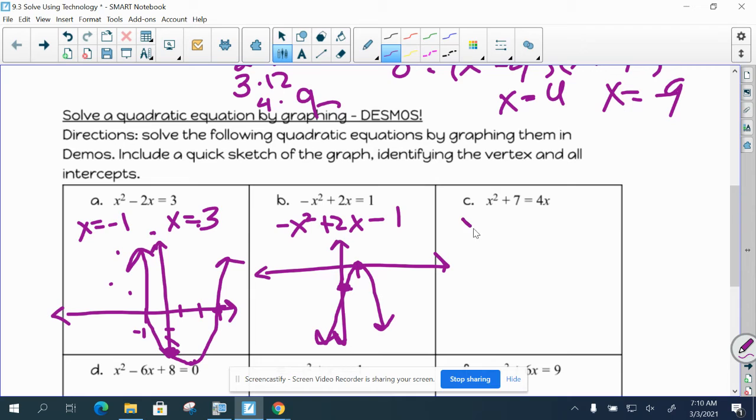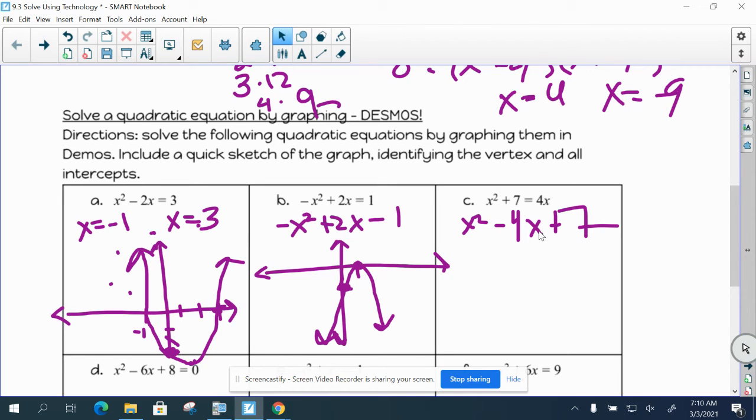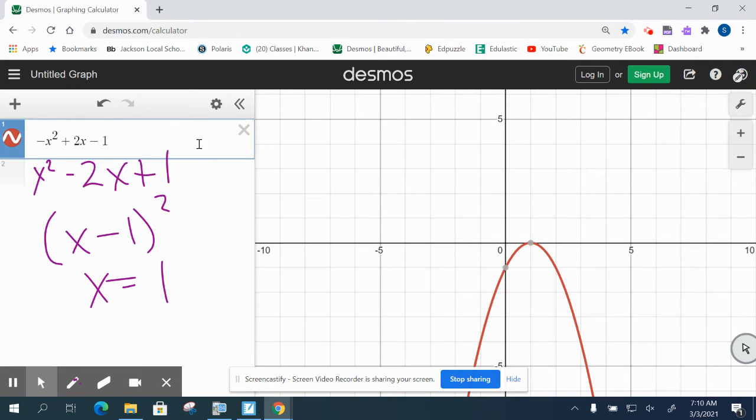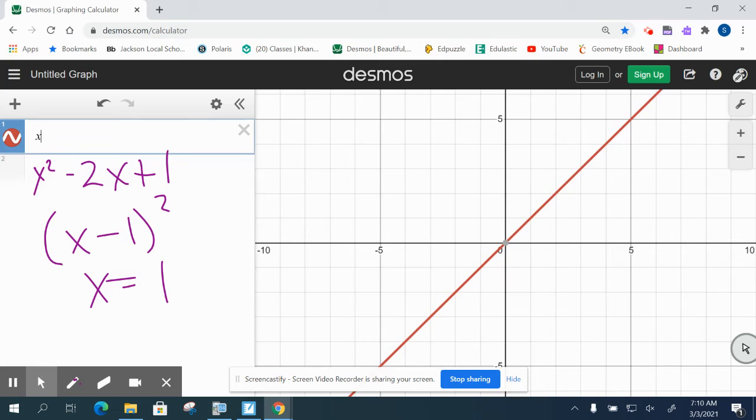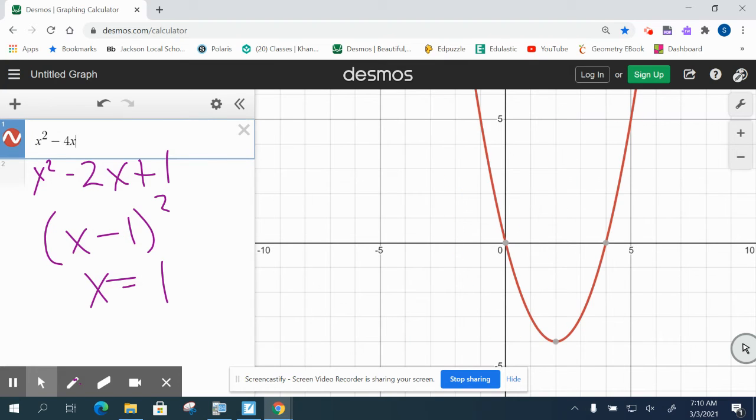All right, and then this one is the same, so we would subtract the 4x over, and then plus 7, and let's graph that. X squared minus 4x plus 7.